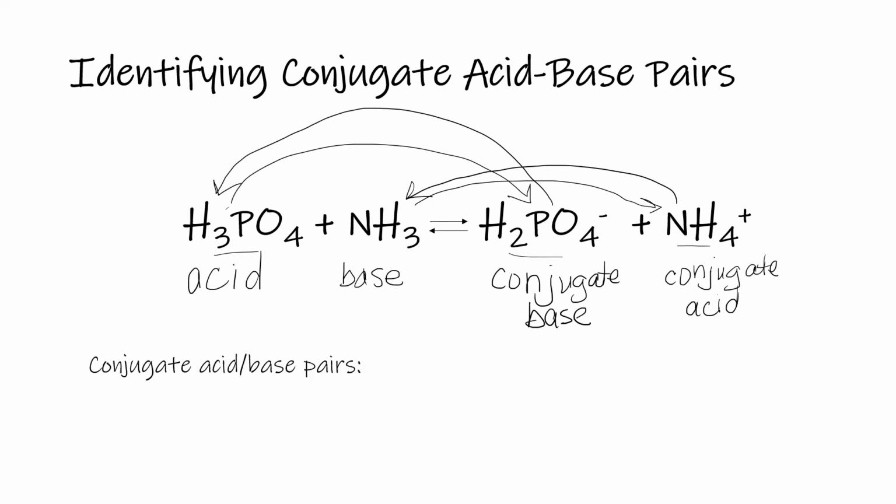And so we can write out our conjugate acid-base pairs as H3PO4 and H2PO4 with a negative charge. And so those two just differ by a hydrogen ion, which makes them our conjugate acid-base pair. Our other one then is ammonia and the ammonium ion. They differ also by just a hydrogen ion. And so those are, remember, our conjugate acid-base pairs are just going to differ by a hydrogen ion.